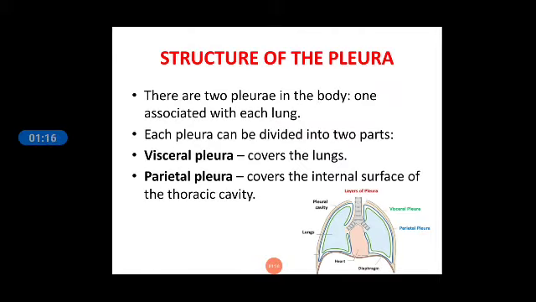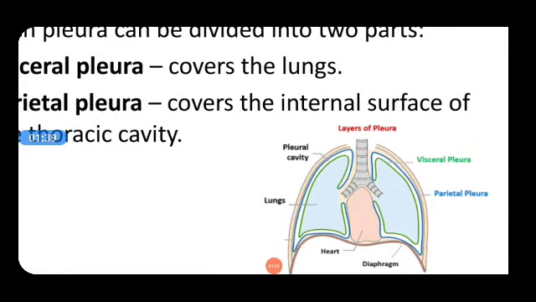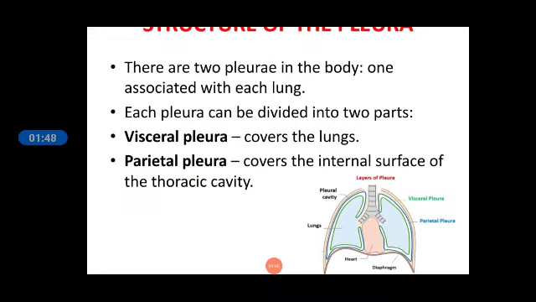There are two layers for the pleura. One is associated with each lung, and each pleura can be divided into two parts: the visceral pleura that covers the lungs, and the parietal pleura that covers the internal surface of the thoracic cavity. In the figure you can see the right pleura and the left pleura, and each pleura has two layers, the parietal pleura and the visceral pleura, with a pleural cavity in between.